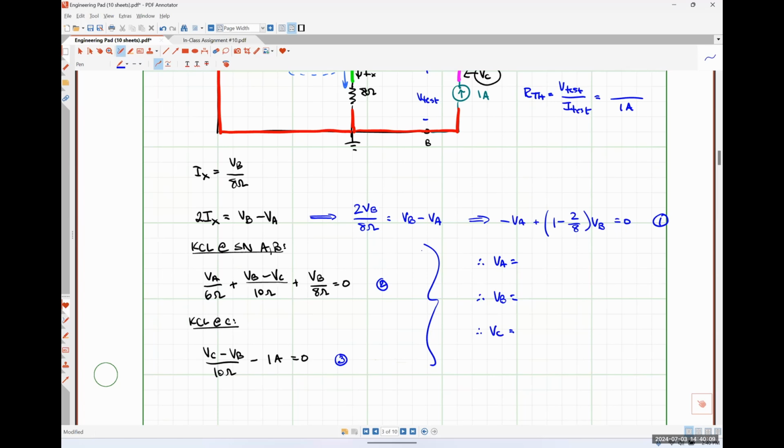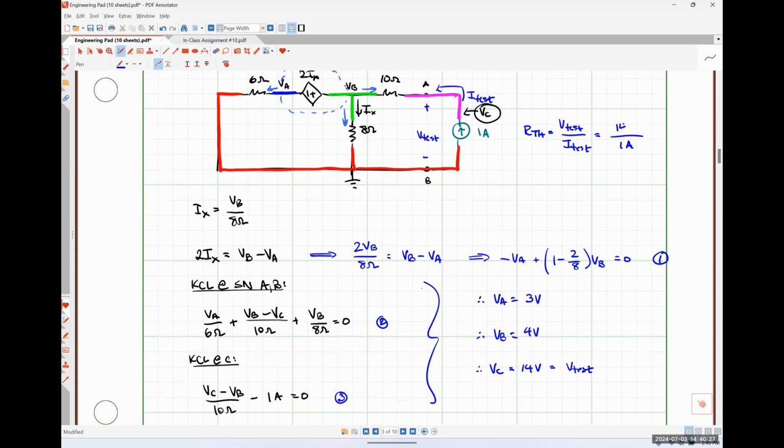And when I solve this, I get VA is 3 volts, VB is 4 volts, and VC is 14 volts, where VC is the exact same thing as V test. So I'm going to have 14 volts over 1 amp is equal to 14 ohms. And once again, we got the exact same answer that we got earlier using both a test voltage source as well as the ratio of our Thevenin voltage to our Norton current.